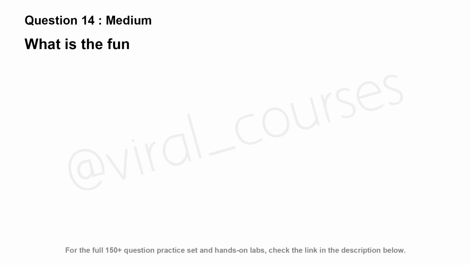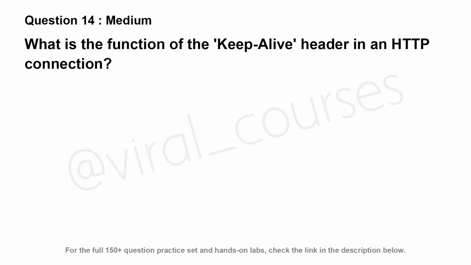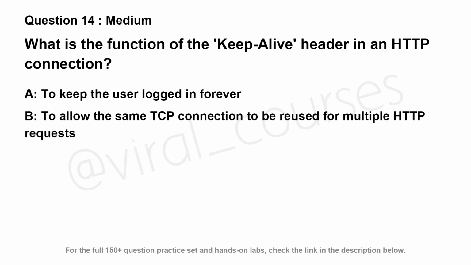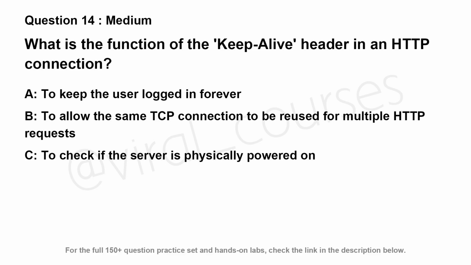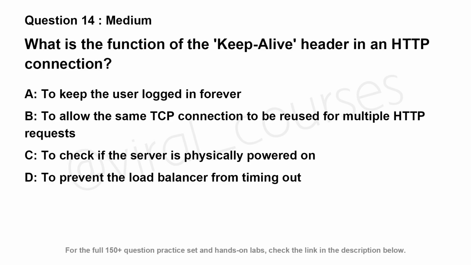What is the function of the keep-alive header in an HTTP connection? Option A, to keep the user logged in forever. Option B, to allow the same TCP connection to be reused for multiple HTTP requests. Option C, to check if the server is physically powered on. Option D, to prevent the load balancer from timing out.